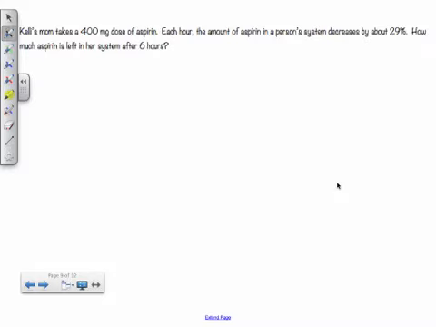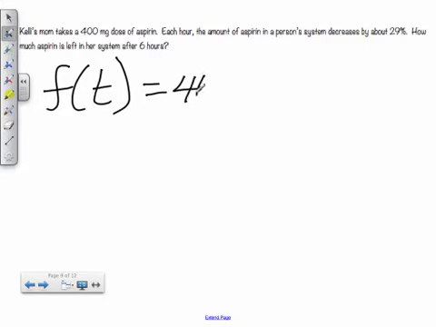Kelly's mom takes a 400 milligram dose of aspirin. Each hour, the amount of aspirin in a person's system decreases by about 29%. How much aspirin is left in her system after 6 hours? So we're going to use the exponential decay formula. So the initial value is 400.